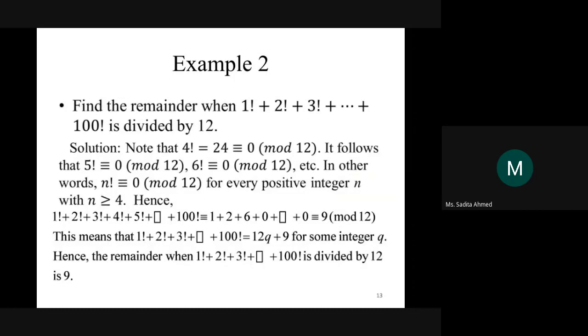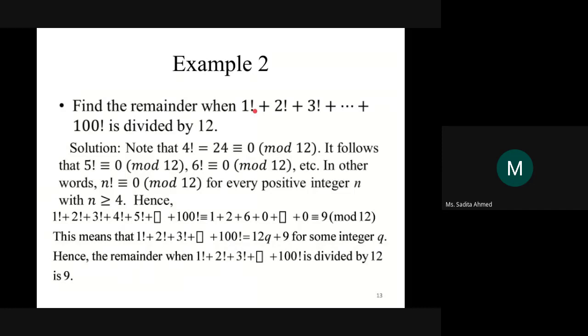number. All right, so here, for example, we have the summation of all the factorials from 1 until 100. And that summation, if it's divided by 12, what is the remainder? That is what we have to find out. We will prove this again using congruence and properties of congruence and the ideas of divisibility. Now, 1 factorial is 1, which is not divisible by 12.